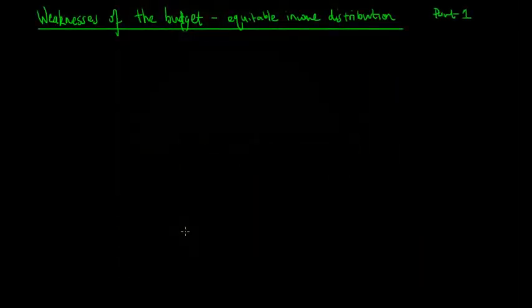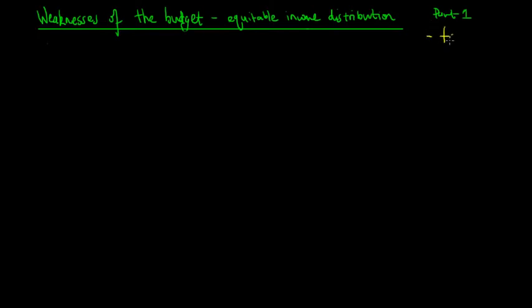Hey guys, this video will focus on the weaknesses of the budget in achieving equitable distribution of income. We've talked about the budget and how it has limitations when achieving domestic economic stability as well as external stability. So we're going to focus now on how the budget can have limitations when trying to achieve or distribute income equitably. So we're going to split this lecture into two parts.